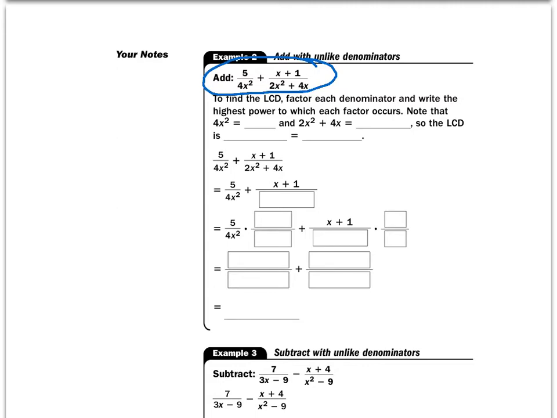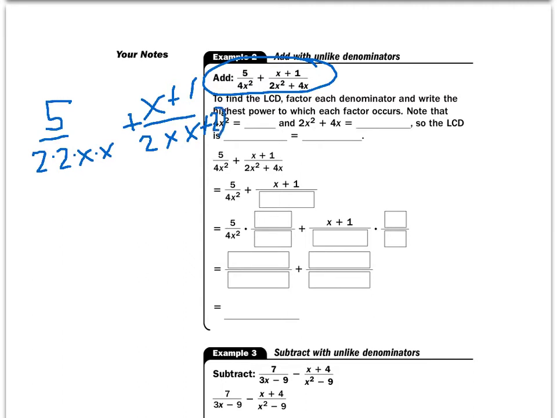So to find the LCD, factor each denominator. You want to factor it right out if you can. So I'm going to do 5 over 2x, and that's what all my factors are. And the other one is x plus 1 over, looks like 2x goes into both of those things, 2x, and then it ends up being x plus 2 as the other factor there. So if I factor that whole thing out, 4x squared was 2x and x, and the other one was 2x and x plus 2.